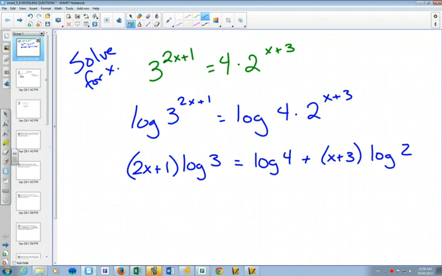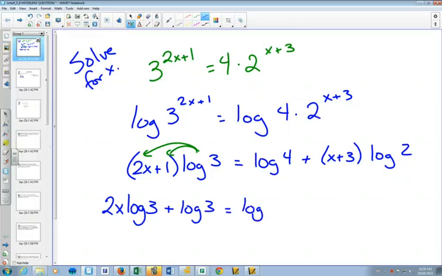You have to expand it first with adding, and then the x plus 3 can come out in front. Now when you bring those exponents out in front, if there are more than one term in the exponent, you make sure that you put them in brackets. Now log of 3 is a number, so you can distribute it. And you'll get 2x log 3 plus log 3 equals log 4 plus x log 2 plus 3 log 2. So we can distribute the log 2 as well.